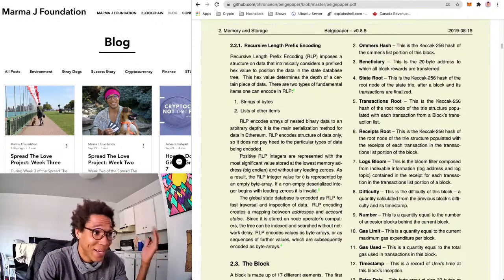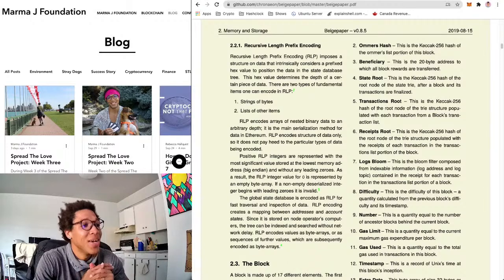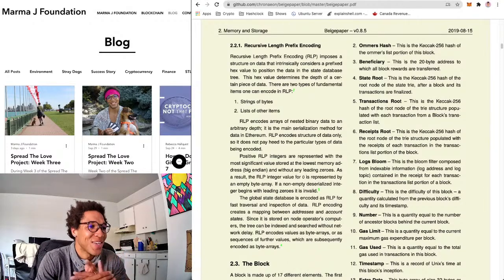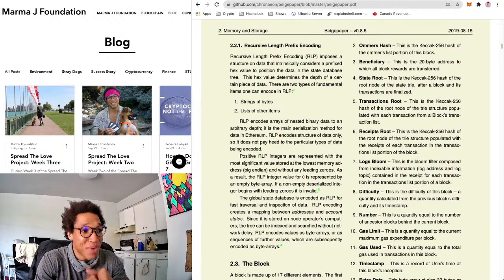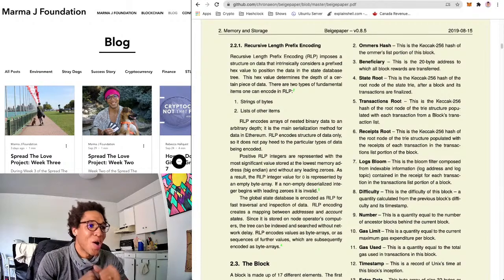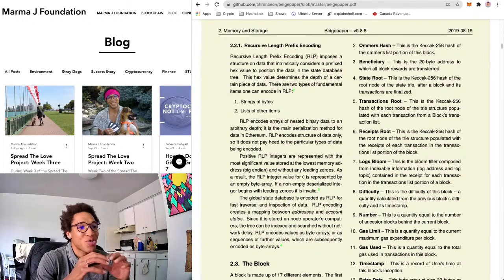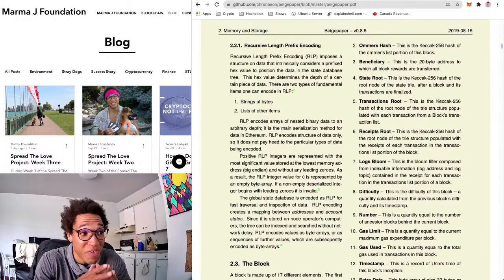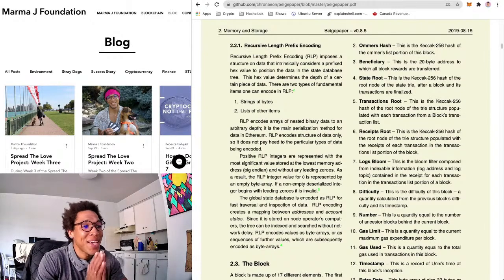RLP encodes arrays of nested binary data to an arbitrary depth. It is the main serialization method for data in Ethereum. RLP encodes structure of data only, so it does not pay heed to the particular types of data being encoded.